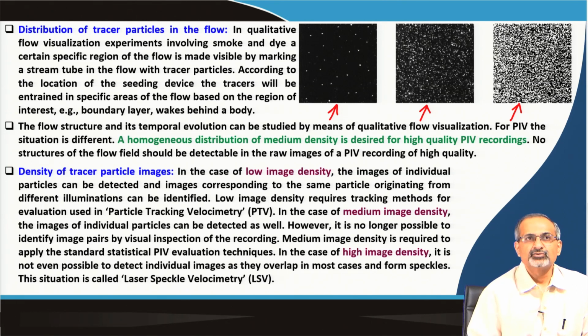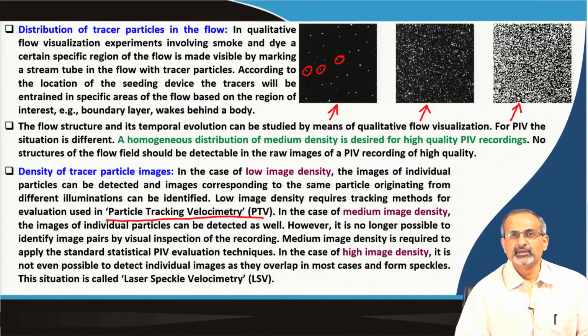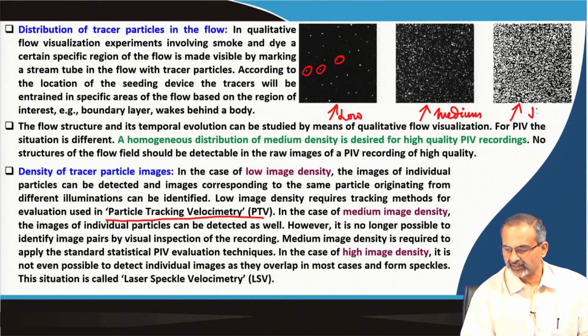What we mean is the density depends on the number of particles which are visible in the pictures. In the case of low image density, the images of individual particles can be detected, and images corresponding to the same particle originating from different illuminations can be identified. Each one of them you can identify separately. Low image density requires tracking methods, and therefore, such images can be used in methods which are called particle tracking velocimetry. So this is low, this is medium, and this is high.